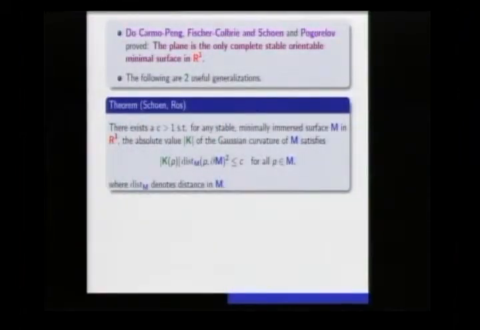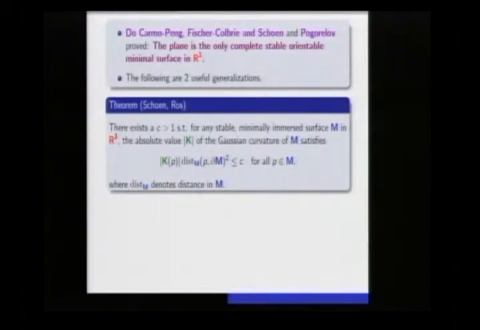So I'm going to focus on the orientable case. And I should say these people proved that the plane was the only complete, stable, orientable minimal surface. Antonio Ros proved the similar result for non-orientable: there are no non-orientable stable minimal surfaces.